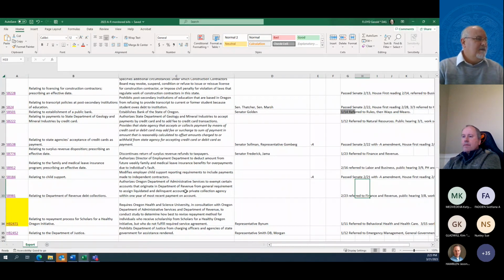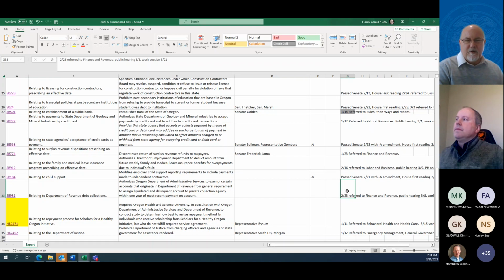Senate Bill 981. This is kind of a technical fix that DOR submitted with the last round of changes that were made within ORS 293.231. Accounts that originate in DOR no longer fall under the authority of DAS to issue an agency-specific exemption from the requirement to assign to a private collection agency. So this basically puts back into statute what was there before the last changes that were made to that particular statute.